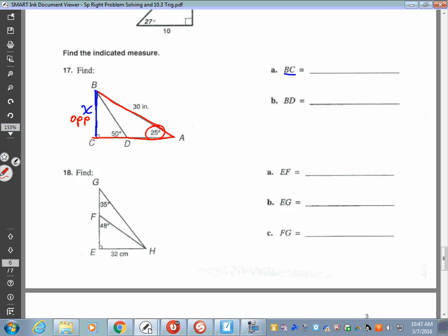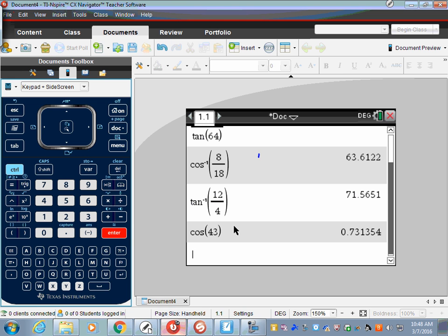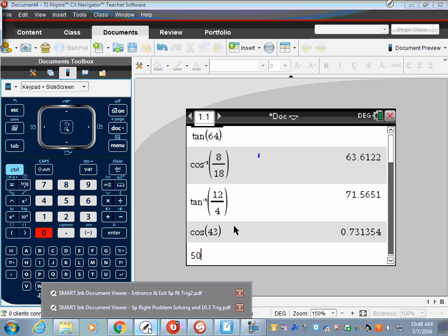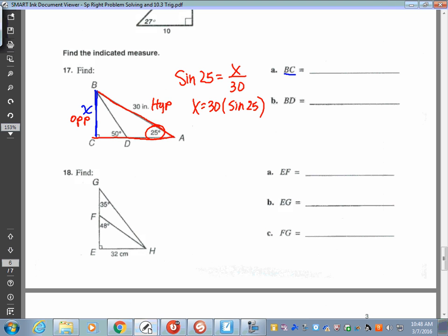So we have opposite and hypotenuse. So what trig function would that be? Yep. So we're now going to write sine of 25 equals opposite x over hypotenuse, which is 30. So we're multiplying. X equals 30 times the sine of 25. Okay, you're going to have to find one to get to the other. So we're going to literally go in there. What do we have? 50? 30 and sine 25.